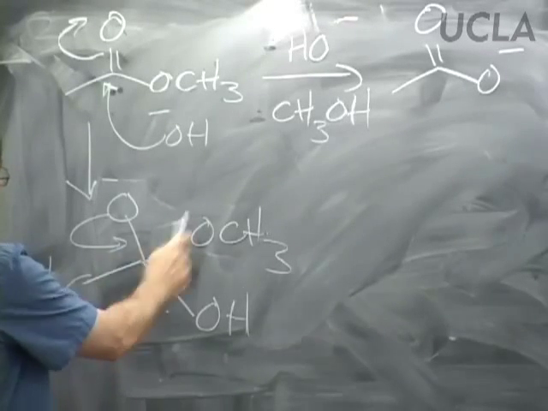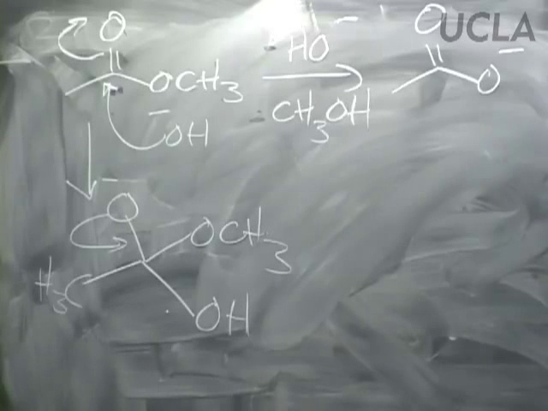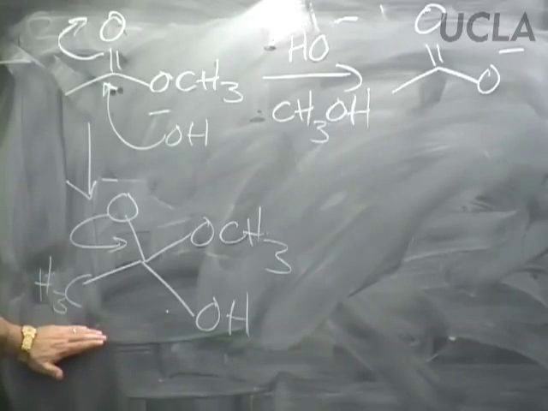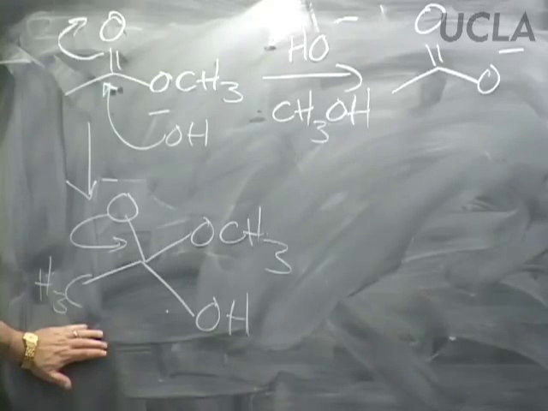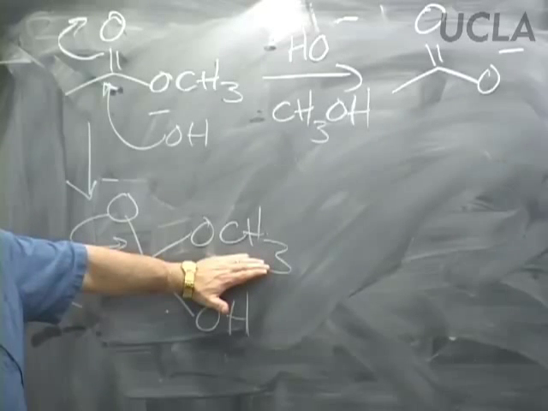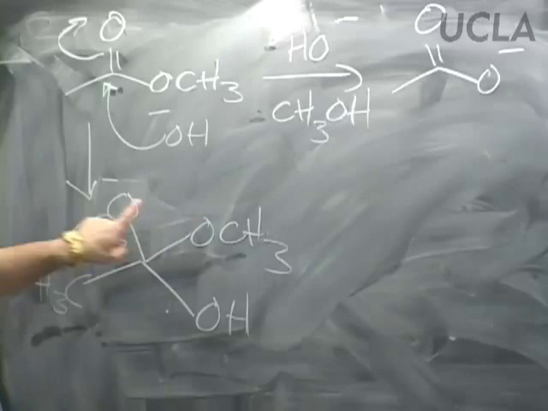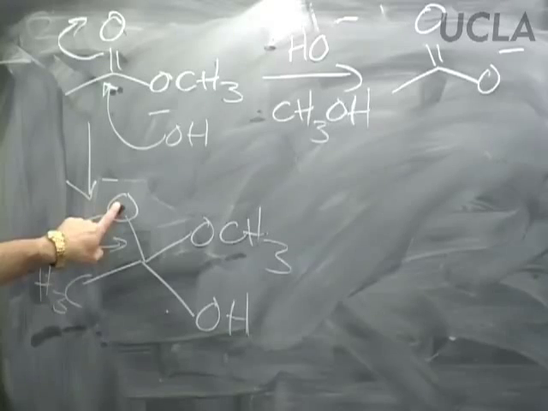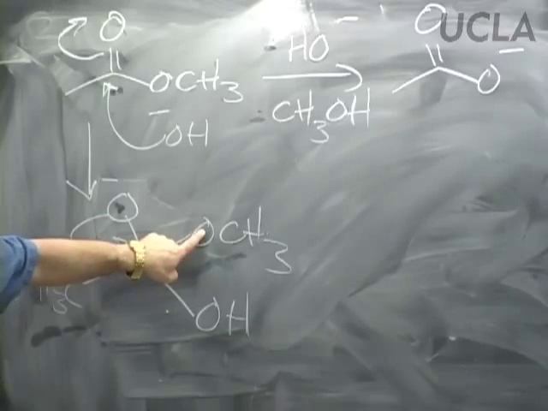All right, so here we're going to try to reform the pi bond, kick out a leaving group. What are our leaving group choices? Methyl group. Never, ever do methyl groups, CH3 minus, leave. OCH3 minus. Can that leave? Remember, a negatively charged tetrahedral intermediate can eject OCH3 minus.